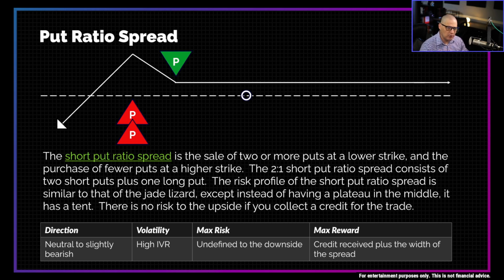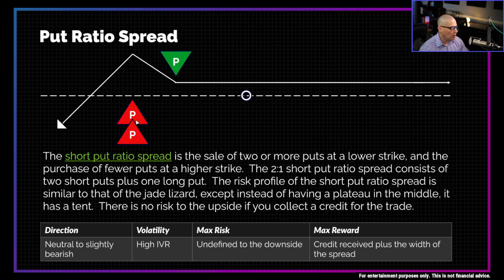When it comes to risk versus reward, the risk graph here on the put ratio spread, the reason it looks kind of funny, and this is going to be the same with the call ratio spread, which we'll discuss in a minute, is because you really are combining 2 different option strategies into one trade.